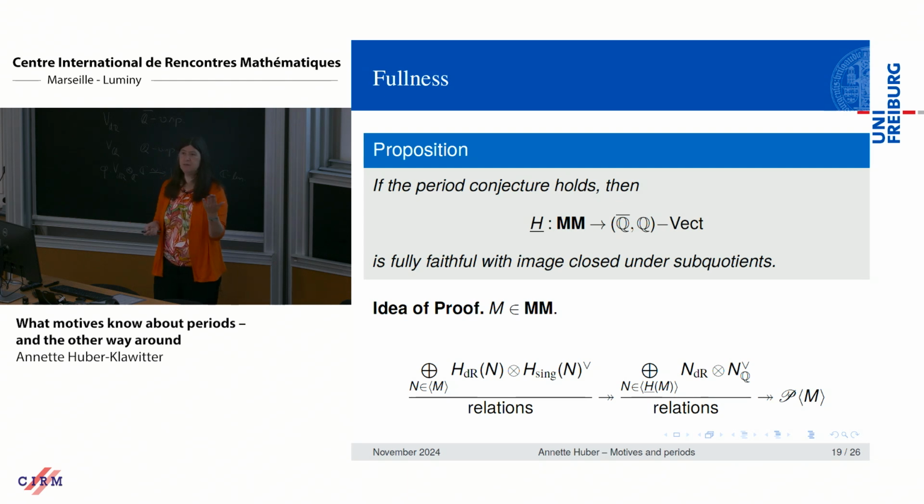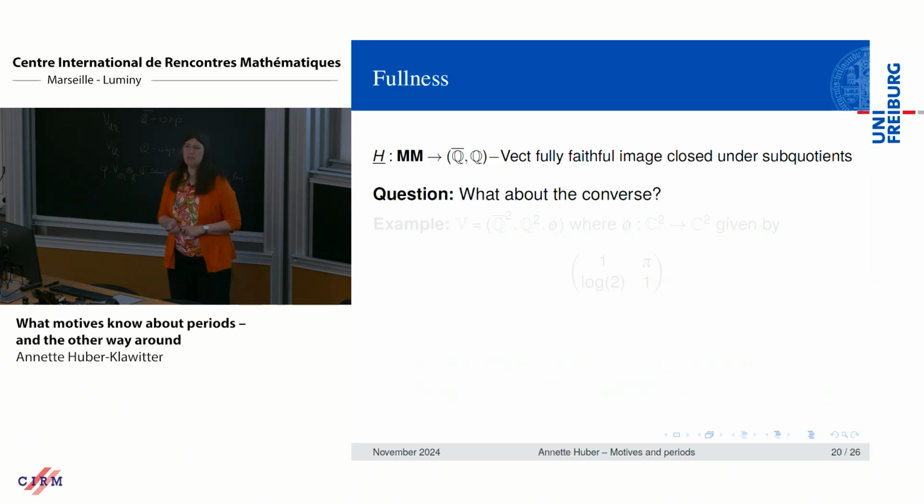Okay, so this is the insight. If the period conjecture holds, then we know this functor to be fully faithful. So an obvious question is, do we have the converse? If the functor is fully faithful, do we get the period conjecture? And to that, the answer is really a resounding no. The period conjecture is infinitely more difficult than this fullness. And in this sense, the period conjecture is a lot harder than the Hodge conjecture. So just gives you an idea how bad this is.